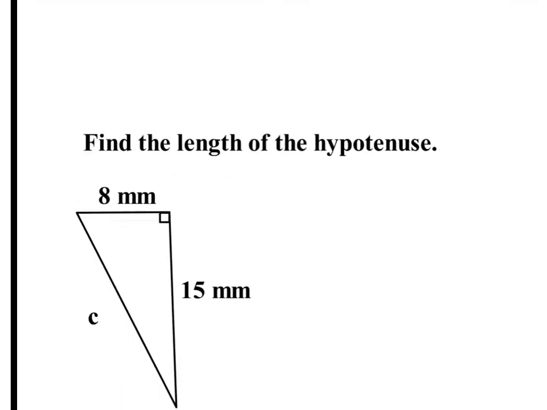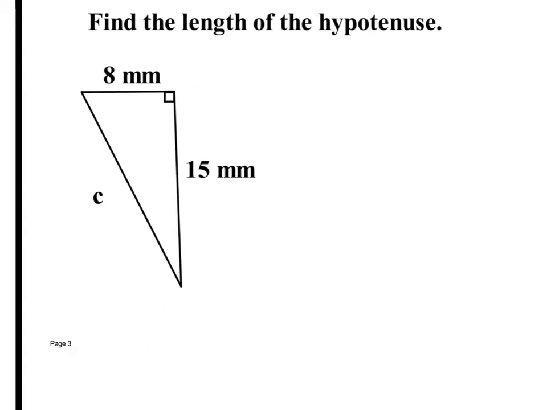When you get c, write this down. So this is mainly what your homework is going to look like. It's going to say find the length of the hypotenuse. And they're either going to give you a triangle or just tell you the sides of that triangle. This one says one of the legs is 8, one of the legs is 15, and you have to figure out what c is.